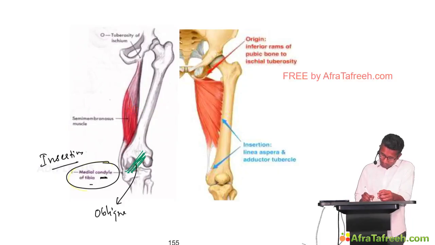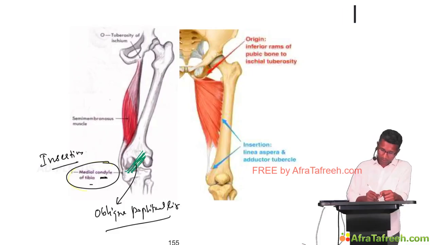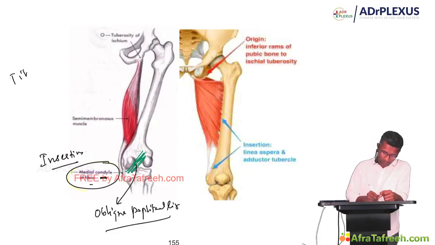This is called the oblique popliteal ligament. Very good, Soumya. Okay, so this semimembranosus is also supplied by what? This is also supplied by the tibial nerve, which is a part of the sciatic nerve.